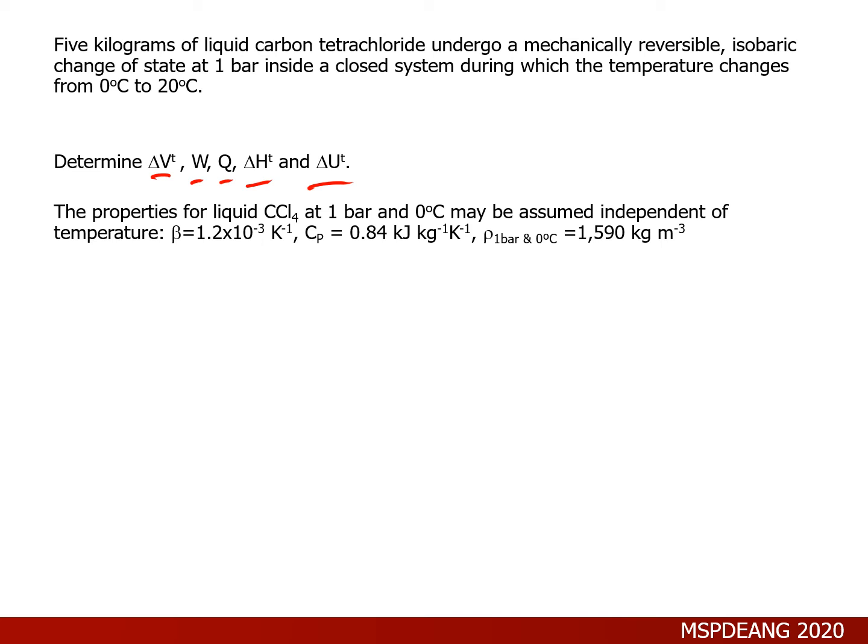So beta, Cp, and density, okay, ito yung properties nila at 1 bar and 0 degrees Celsius. Okay, tapos beta and Cp, assume natin na hindi sila nagbabago, okay, all throughout the process. Si density, possible magbago kasi meron tayong change in temperature. So ito yung kakalculate natin ngayon na change in the volume. So how do we proceed from this? So una, kunin natin si specific volume, and the specific volume is the reciprocal of your density. So V1 is equal to 1 over 1590 meter cube per kilogram.